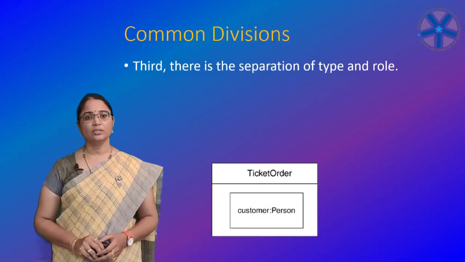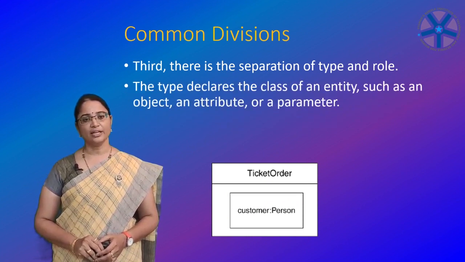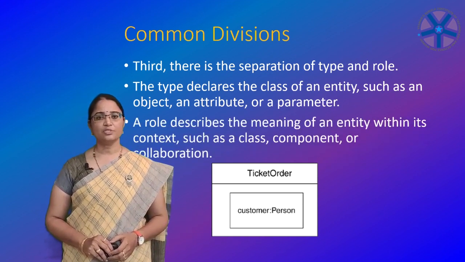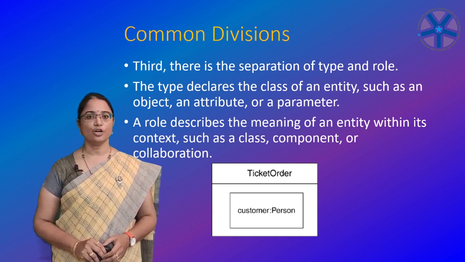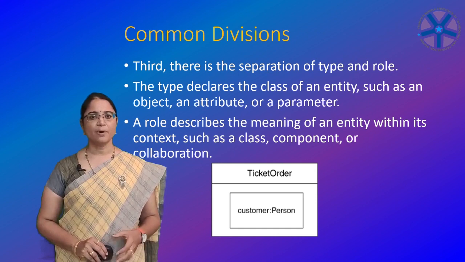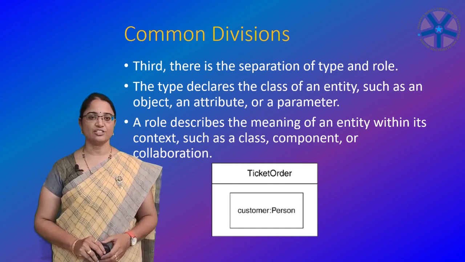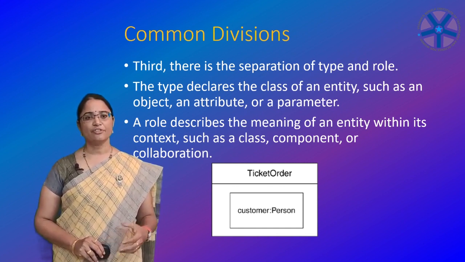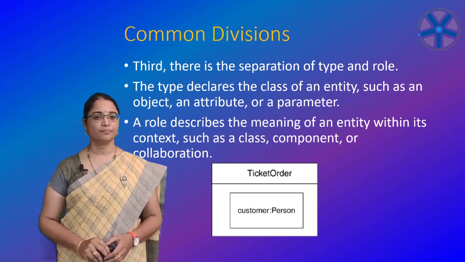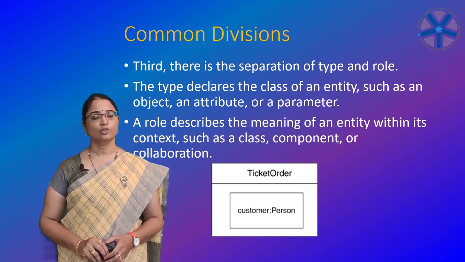Coming to the third point, there is a separation of type and role. The type declares the class of an entity, such as an object, an attribute, a parameter. A role describes the meaning of the entity within its context, such as class, component, or collaboration. Any entity that forms a part of the structure of another entity, such as an attribute, has both characteristics. It derives some of its meaning from its inherent type and some of its meaning from its role within the context. If you see the figure here, you have a ticket order customer person.